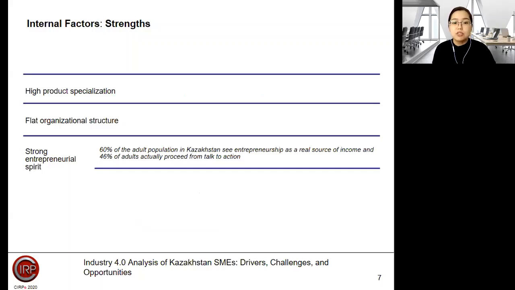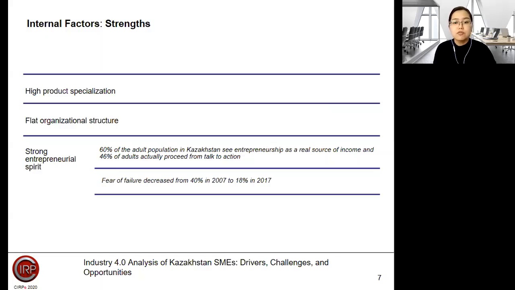60% of the adult population in Kazakhstan see entrepreneurship as a real source of income, and 46% of adults actually proceed from talk to action, which is quite a high percentage. As well, according to statistics, the fear of failure decreased from 40% in 2007 to 18% in 2017.